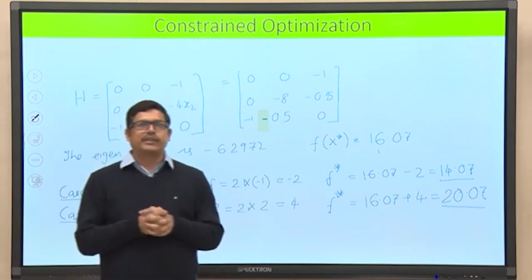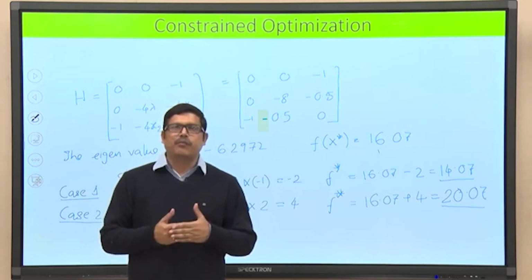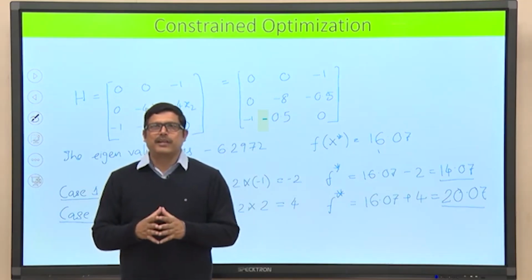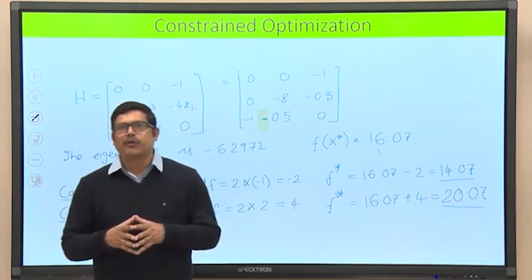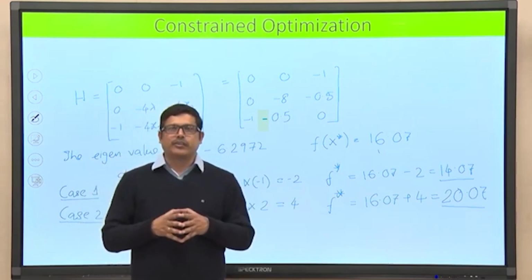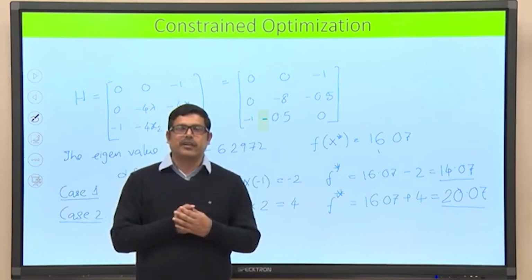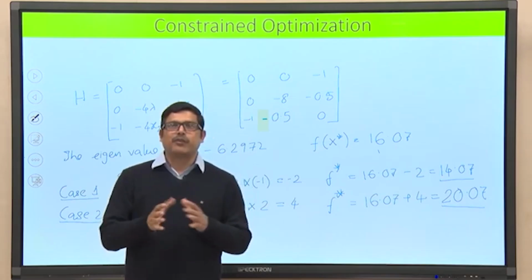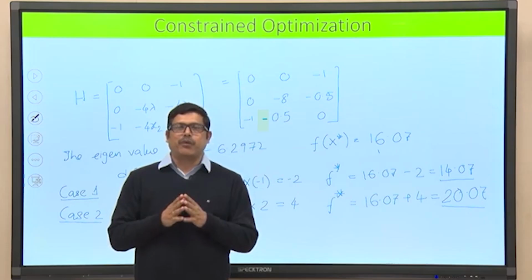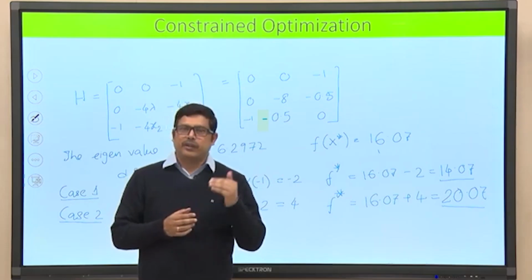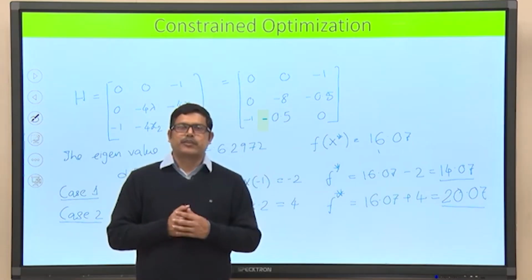So, this is all for today. Today we have discussed the constraint optimization problem with equality constraint. In the next class, we will discuss the constraint optimization problem with inequality constraint, and what are the necessary and sufficient conditions for optimality in the case of a problem with inequality constraint. So, see you tomorrow.